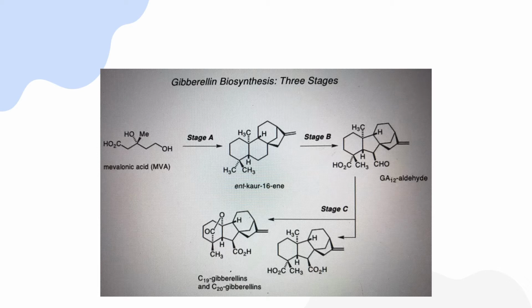Gibberellins are tetracyclic diterpenoids made up of four isoprenoid units. Terpenoids are compounds made up of five-carbon isoprene building blocks, joined head to tail. The pathway of gibberellin biosynthesis can be divided into three stages, each of which is accomplished in a different cellular compartment.